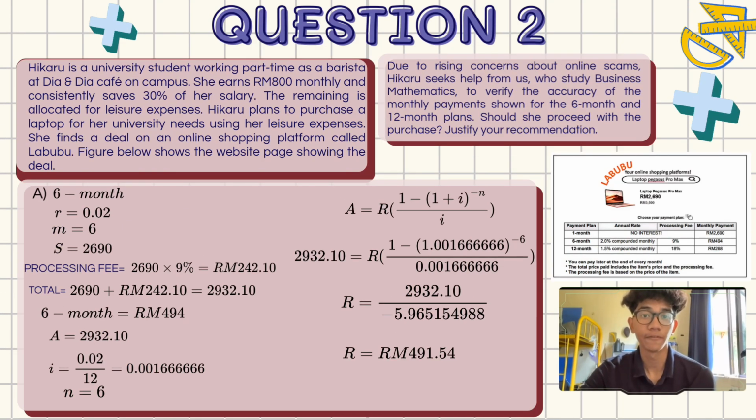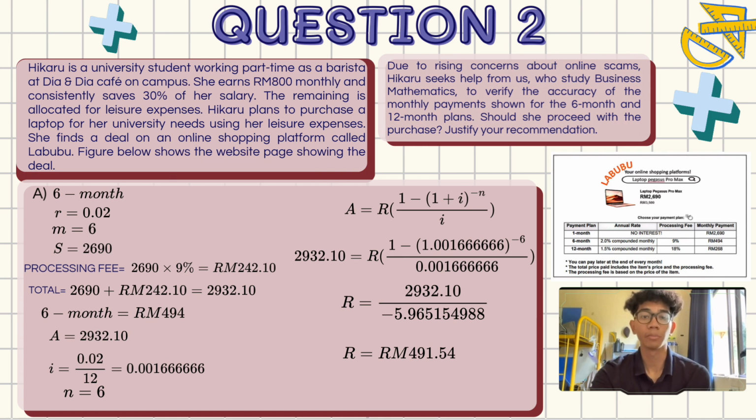Firstly, we need to identify Hikaru's monthly saving. She saved 30% of 800 ringgit, which is 214 ringgit left. This means she has 560 ringgit left for leisure expenses, and she wants to minimize how much she uses from this amount. Next, we calculate the processing fees for 6-month and 12-month plans.